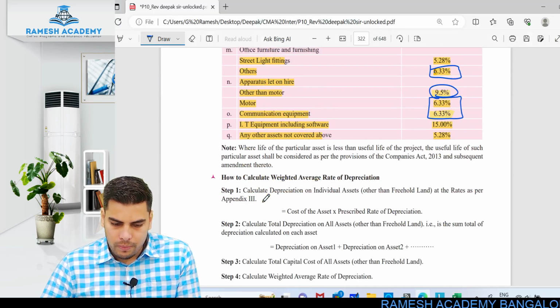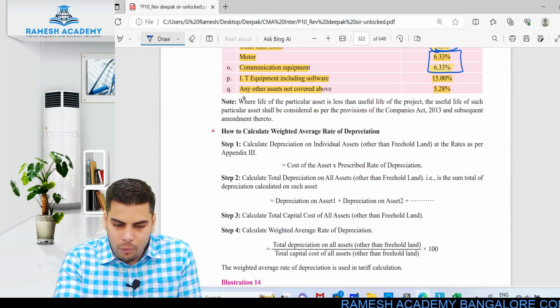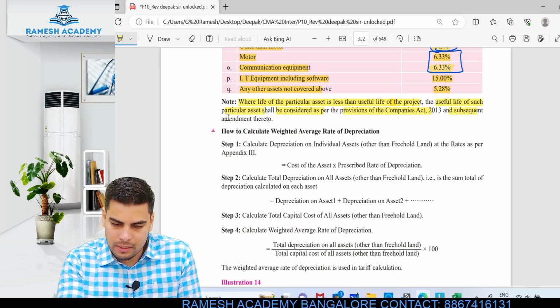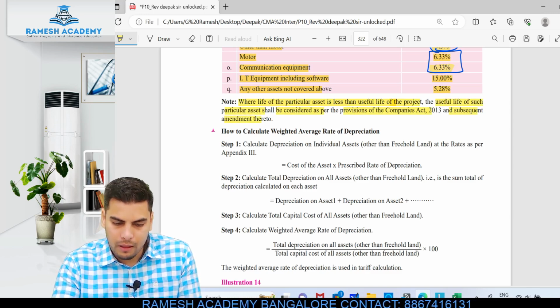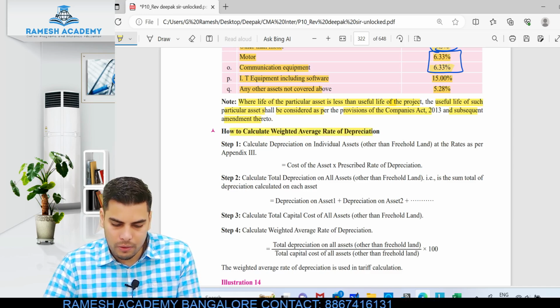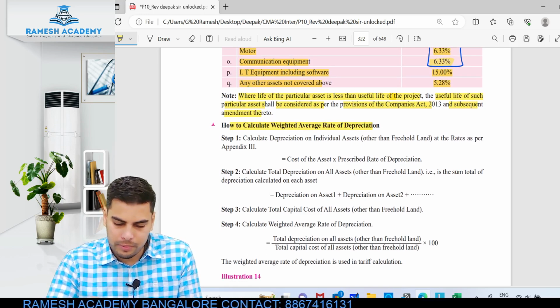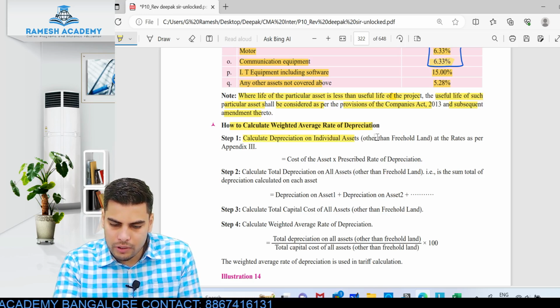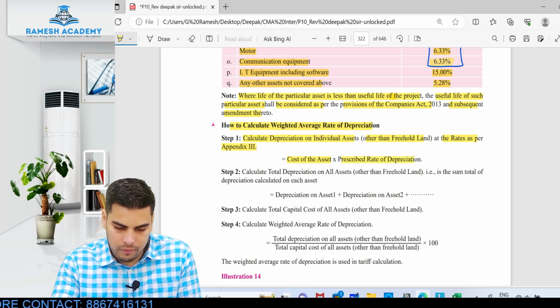Okay, so let's look into this next point, where the life of a particular asset is less than the useful life of the project, then the useful life of such asset shall be considered as per the provision of the Companies Act and subsequent amendments. So how do we calculate the weighted average rate of depreciation? Let's understand this. Calculation of depreciation on individual asset other than freehold land, at a rate as per Appendix 3: cost of asset into whatever is the prescribed rate of depreciation.